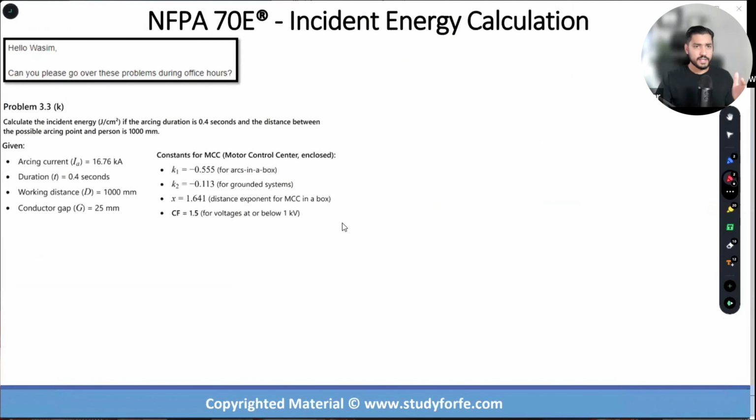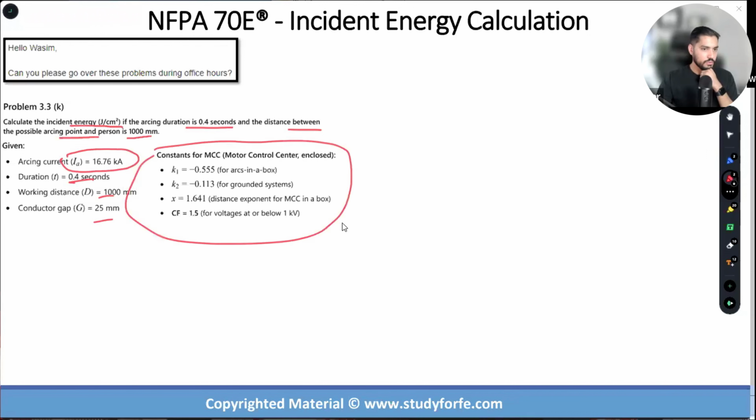So this was, again, as I said, sort of an open-ended blanket request that please do J, K, and L for me. So let's take a look at K. Calculate the incident energy. I've given you the units of measurement. The arcing duration is 0.4 seconds and the distance between the possible arcing points and the person is 1,000 millimeters. Now this basically builds on the previous question, so you can see that I am carrying forward the value of I_A, which is 16.76 kA. These details are all provided to us. And the constants that we need to use are also given to us.